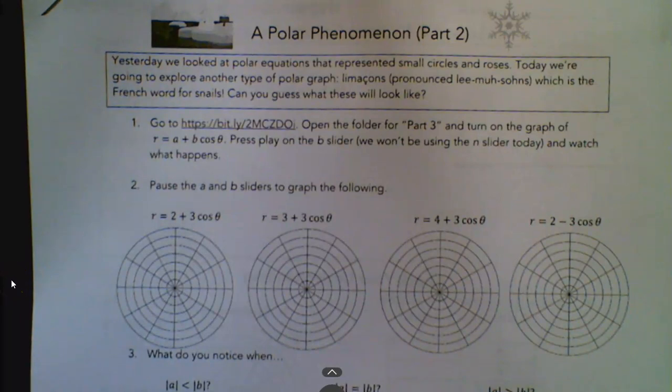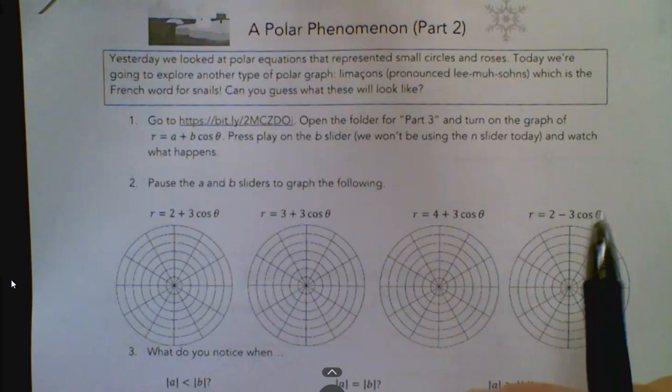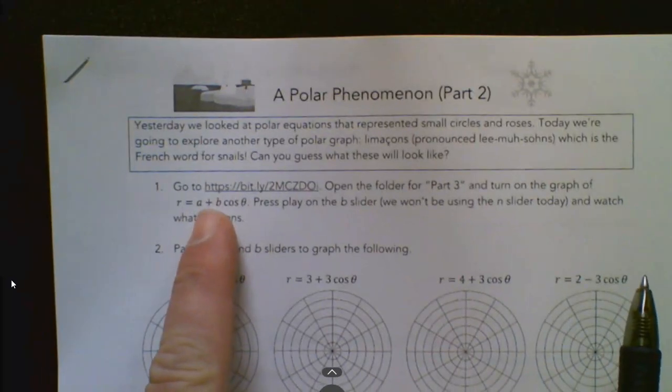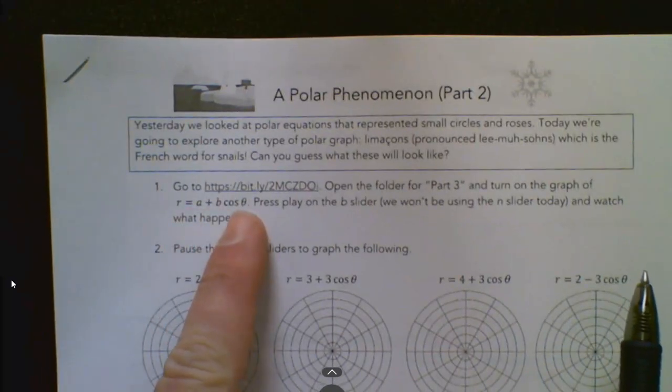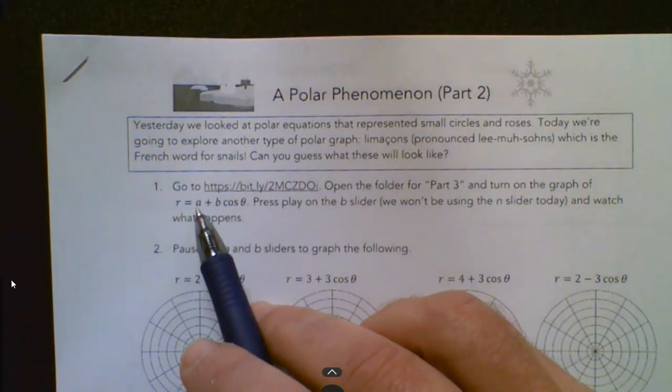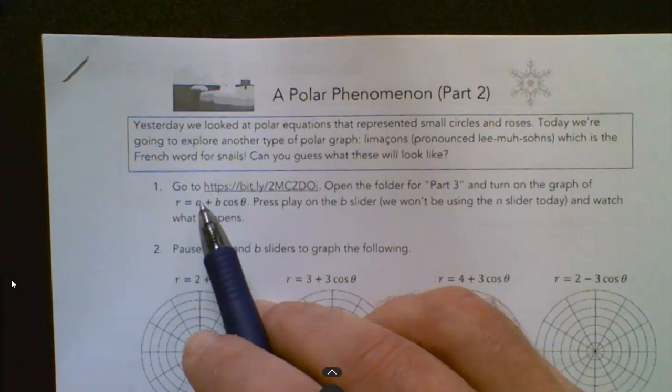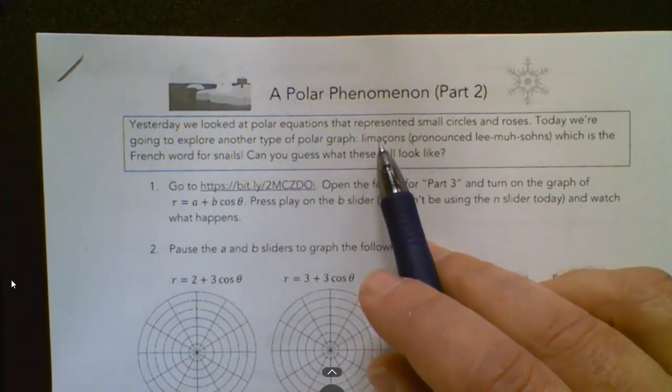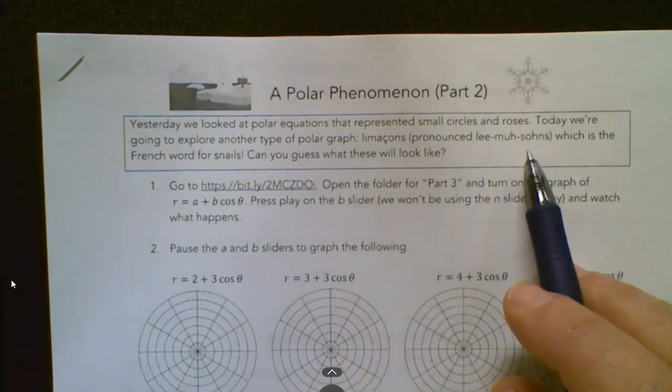All right, for the second type of graph that we're going to take a look at, the main difference that you're going to see today is the form: a plus b cosine or sine theta. So now we have a value that's being added on, and that's what's going to create the new graph. These are called limacons. Here's how it's pronounced, limacons.